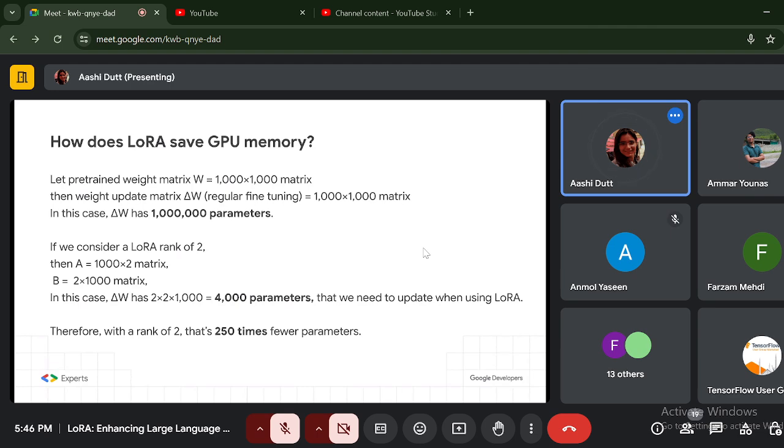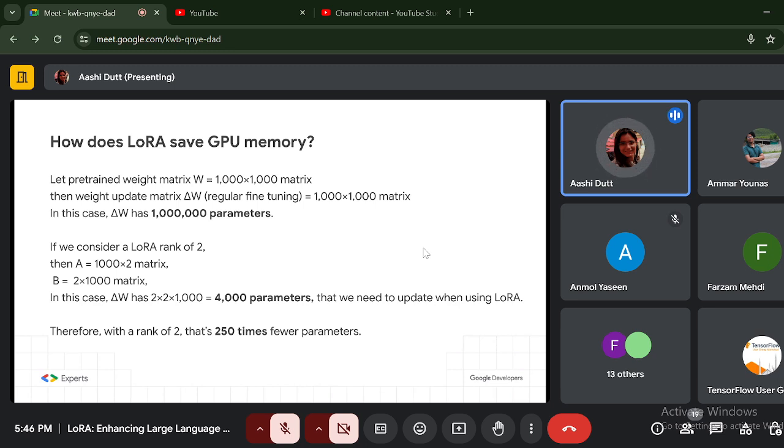So if I take the rank of our model as 2, of the matrix as 2, then A would be a 1000 cross 2 matrix and B would be a 2 cross 1000 matrix, right? So in this case, the delta W would be 2 cross 2 cross 1000, that is around 4000 parameters. Now you see the difference between the number of parameters with and without LoRa. So without LoRa, it was 1000 cross 1000 parameters, and with LoRa, it is 4000 parameters.